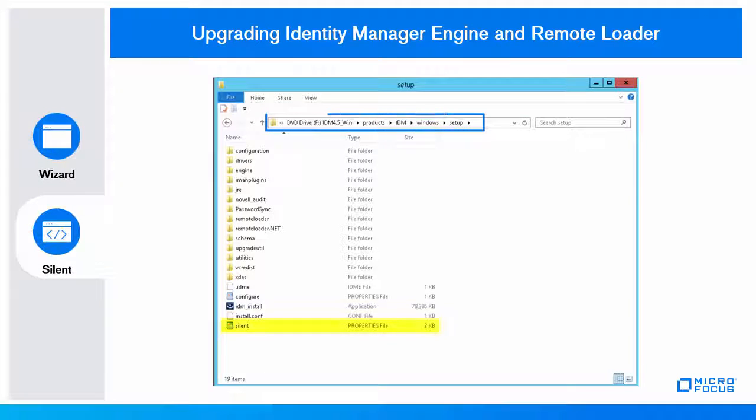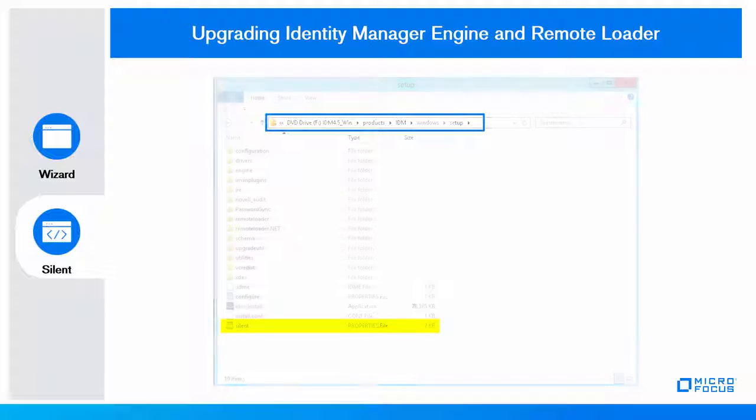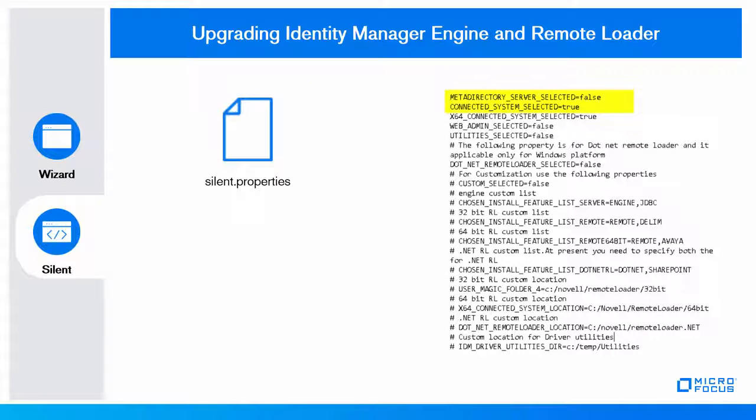Find the silent properties file in this location. Specify these values for 32-bit remote loader. Specify these values for 64-bit remote loader. Specify these values for .NET Remote Loader. .NET Remote Loader is only for Windows machines.